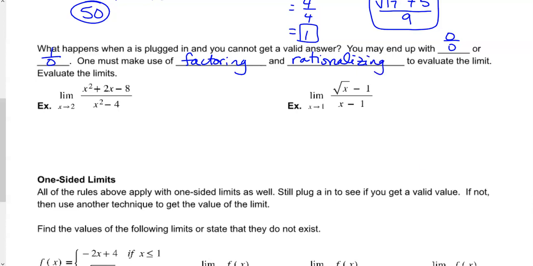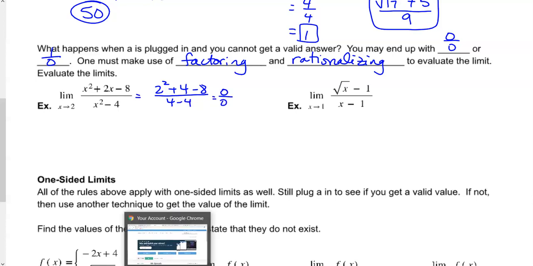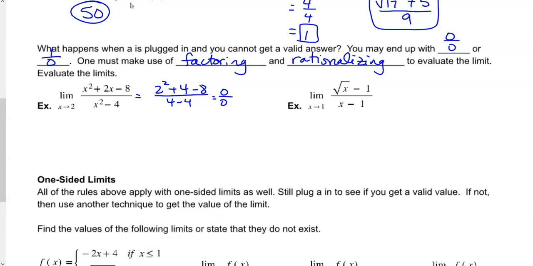So we're going to evaluate this limit, and if I were to plug 2 in, then I end up with 2 squared plus 4 minus 8. Well, that's 4 plus 4 minus 8, which is 0, all over 2 squared, which is 4, minus 4. So this gives me 0 over 0, which is not a valid answer. So we have to do something with our function to be able to work with that.